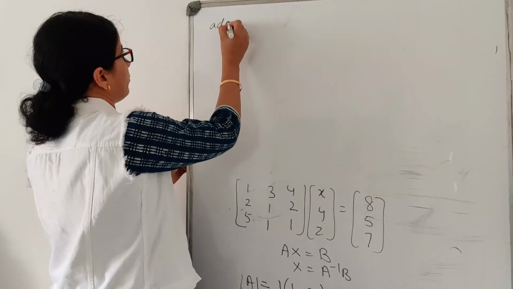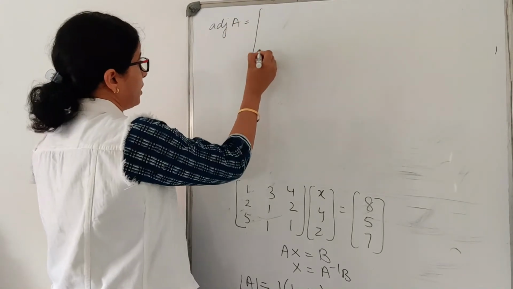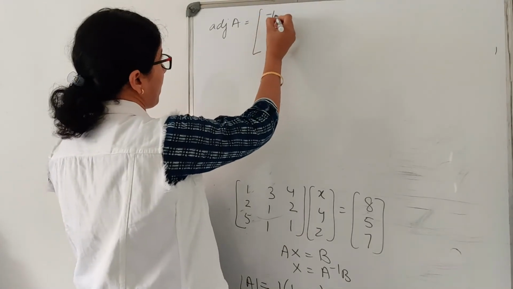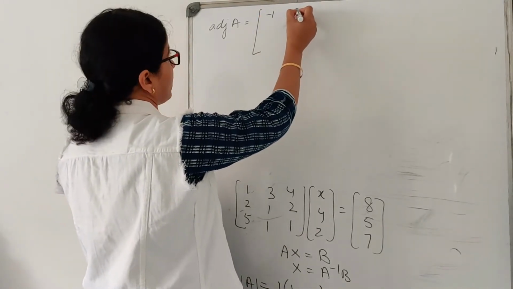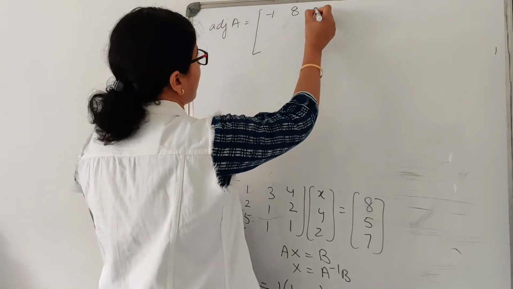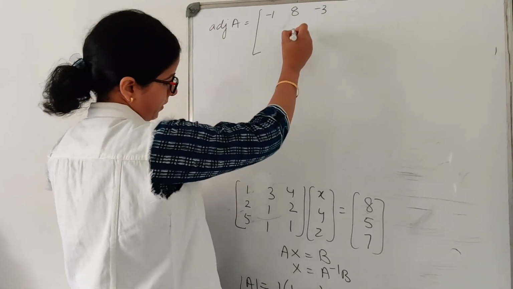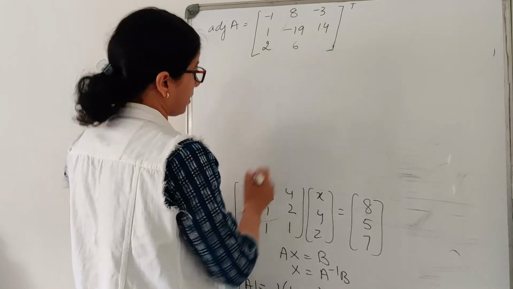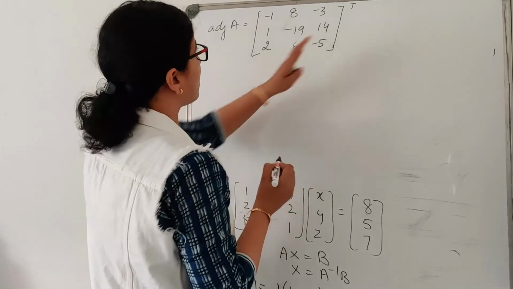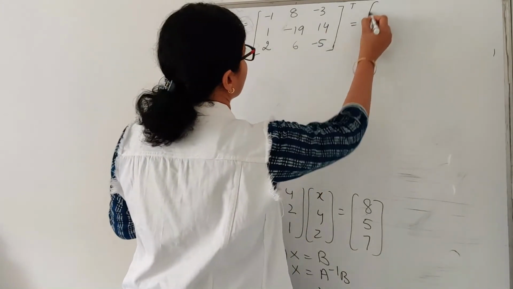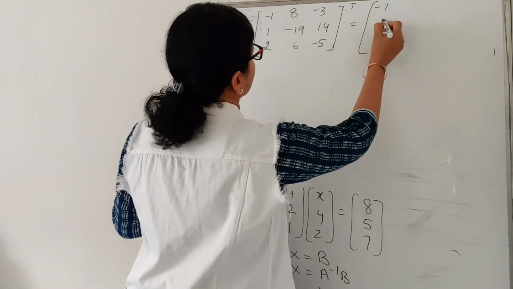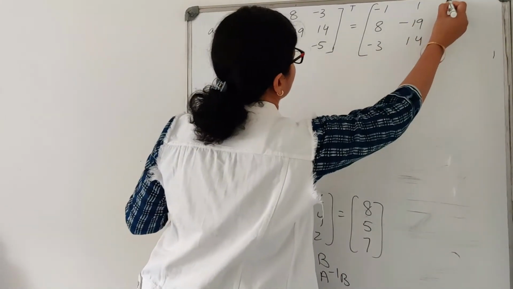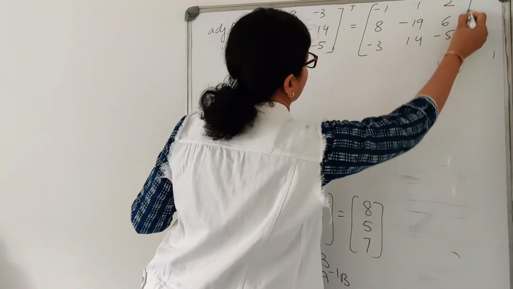So adjoint of A equals, now I'll find the cofactors of the terms. So it is minus 1, 8, minus 3, 2, and what are we getting then? 6 and then minus 5. Now we will take the transpose of it. So what am I getting here? I am getting minus 1, 8, minus 3, 1, minus 19, 14, 2, 6, minus 5. Okay.